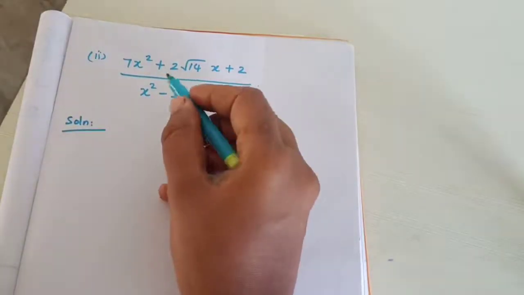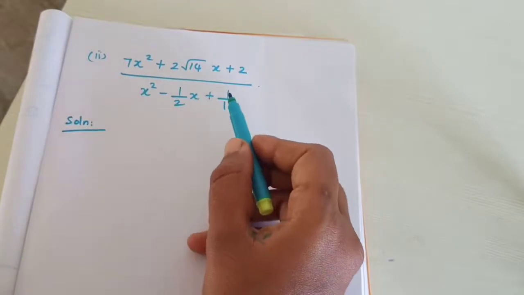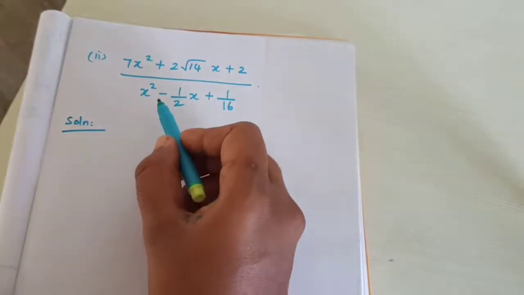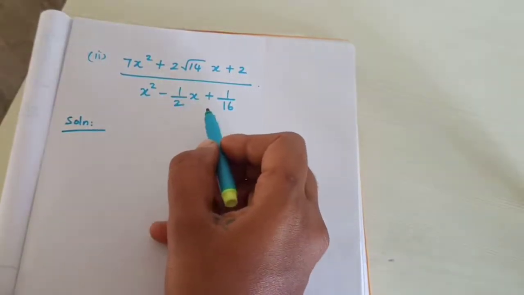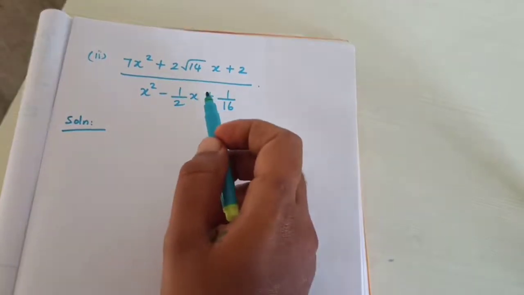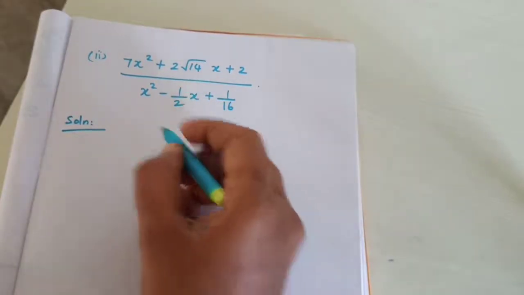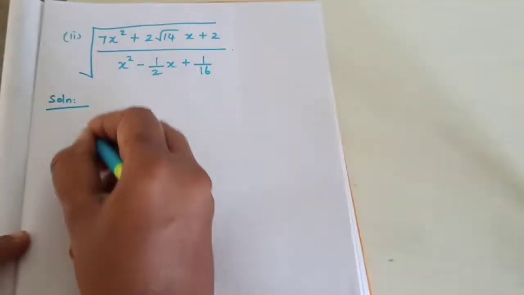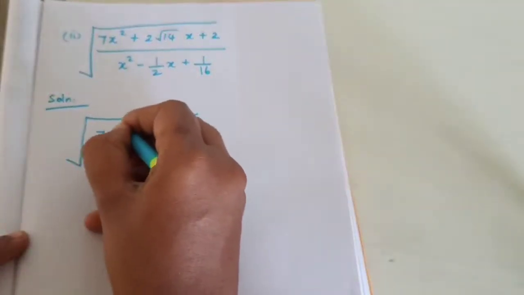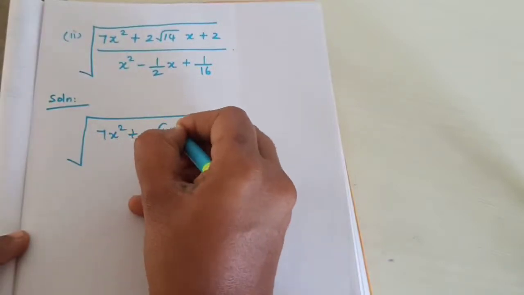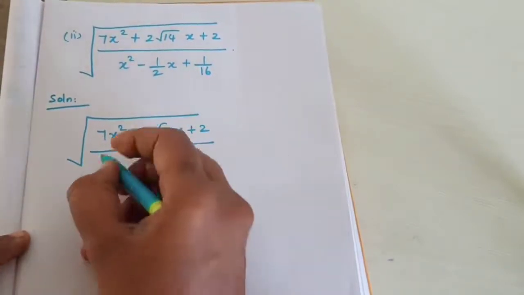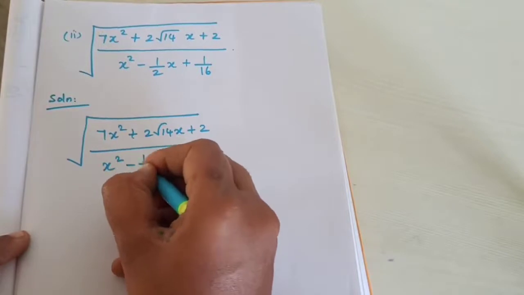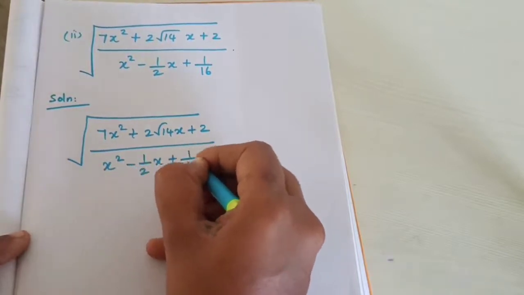The second question. 7x square plus 2 root 14x plus 2 divided by 2x square minus 1 by 2x plus 16. Here also you need to find the square root value only. So square root of, got it? Which is equal to square root of 7x square plus 2 root 14x plus 2 divided by x square minus 1 by 2x plus 1 by 16.